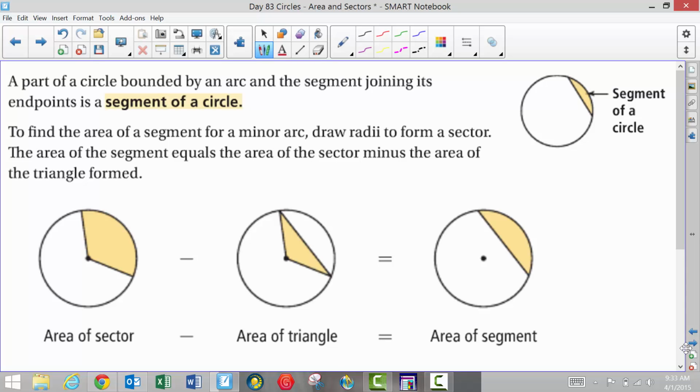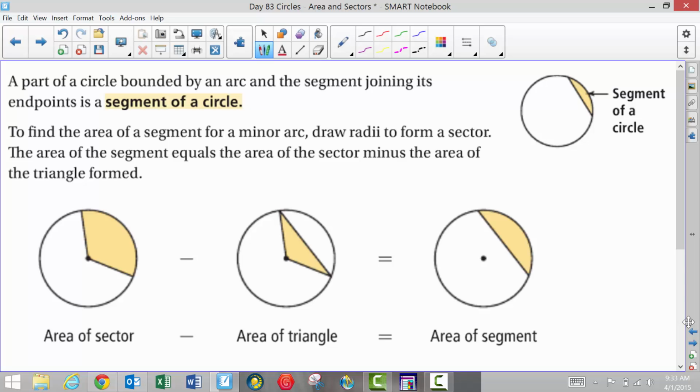You also have an area of a segment of a circle. I like to say the segment of a circle area is your pizza crust. So the sector is the entire slice of pizza. But if you want your area of a segment of a circle, think of it as just finding the area of your crust.